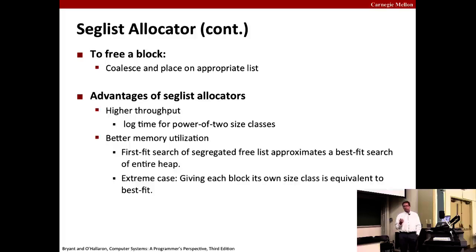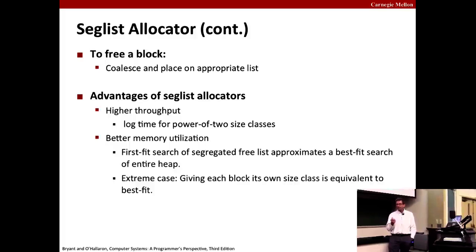Okay, so seg list allocators are by far the best type of allocator, because they offer you improvements in both performance, throughput, and memory utilization. They're faster, they have higher throughput, because the individual size classes are smaller than one giant free list. Also, you know that the list you're searching is going to be close to the size that you're looking for. So the chances of finding something quickly in that particular size class are higher than if you're searching a single free list that holds all different size classes.